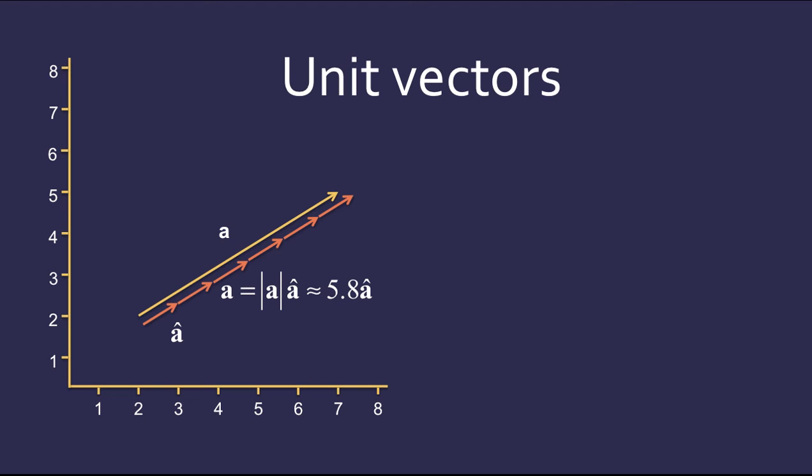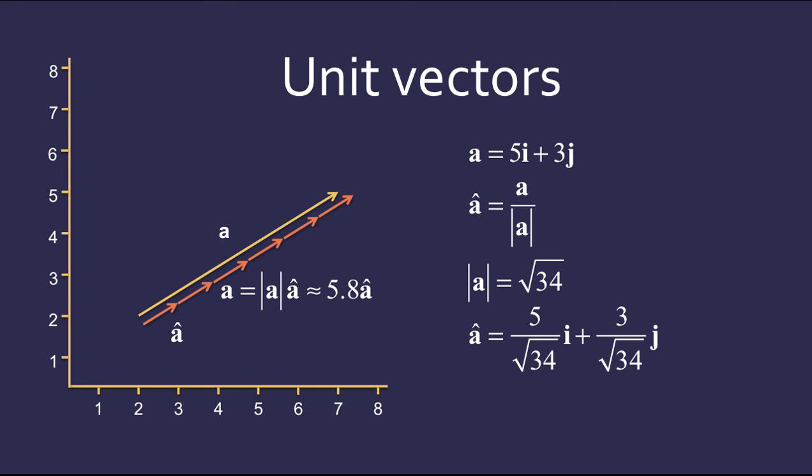This then allows us to determine a unit vector as the vector divided by its magnitude, i.e. A hat equals A divided by the magnitude of A. So for vector A equal to 5i plus 3j, a unit vector in the direction of A, A hat, is then equal to 5 over root 34 i plus 3 over root 34 j, which is approximately equal to 0.86i plus 0.51j.